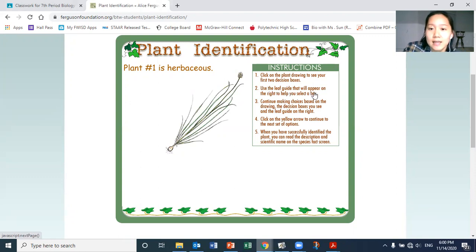Use the leaf guide that will appear on the right to help you select a box, and then continue making choices based on the drawing and the decision boxes you see in the leaf guide on the right, and then click on the yellow arrows to continue to the next set of options each time. Each time you do a step, it's going to ask you to click on continue to get to the next step. And then when you have successfully identified the plant, you can read the description and the scientific name on the species fact screen, and it'll tell you if you're right or not.